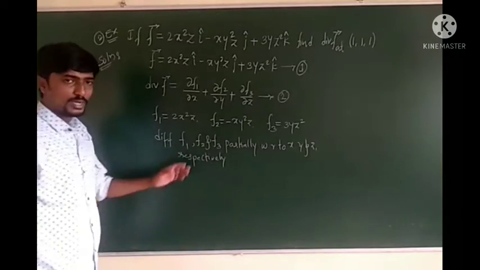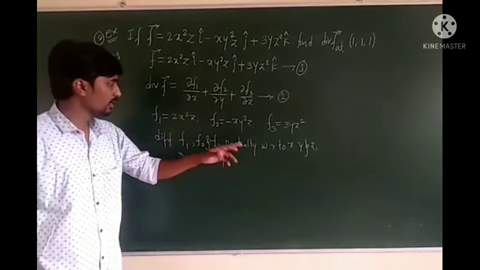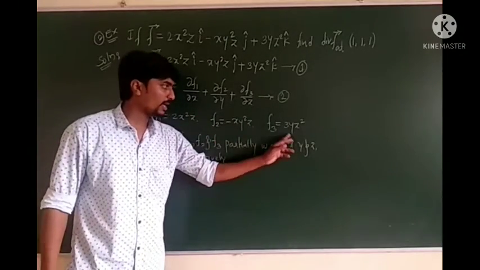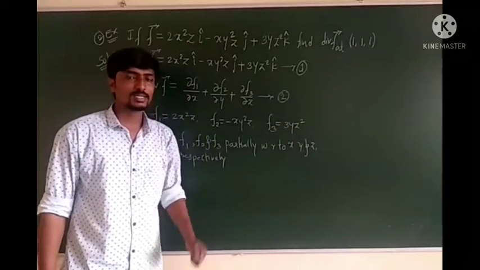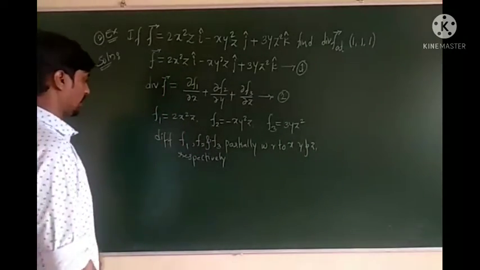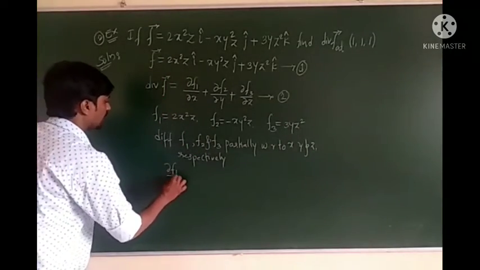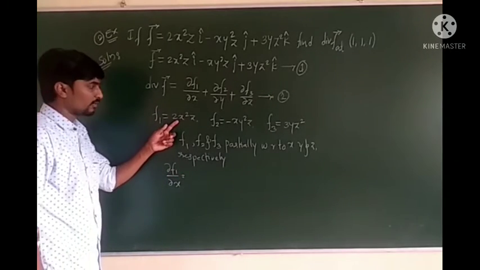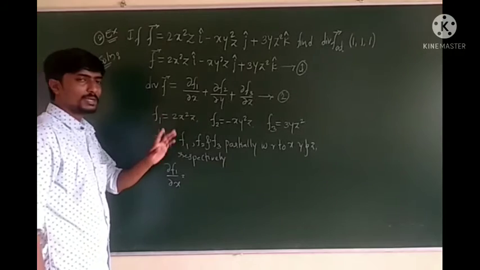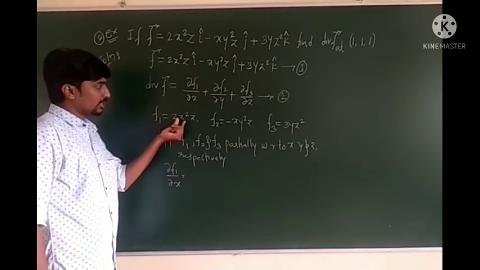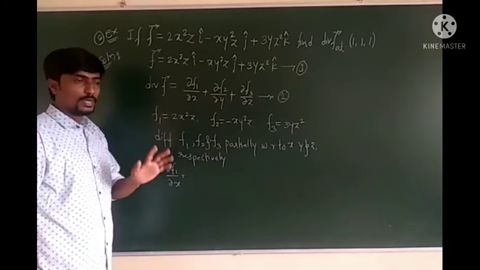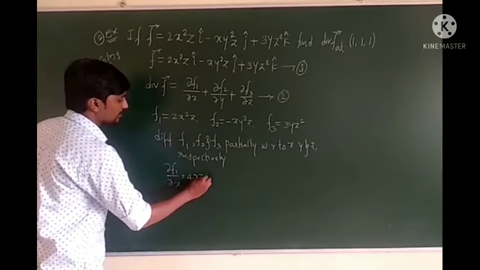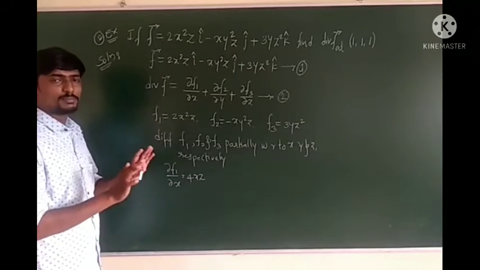Now we have to differentiate f1 with respect to x, f2 with respect to y, and f3 with respect to z. So here we have ∂f1/∂x, the differentiation of this function with respect to x. Therefore, the 2 and z become constants. The differentiation of x square is 2x, so 2 into 2 gives 4x, and z remains as it is, being a constant.